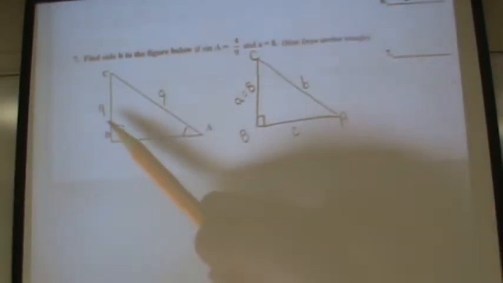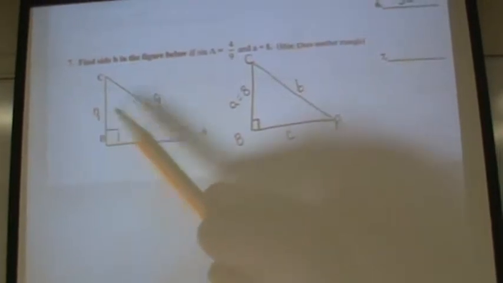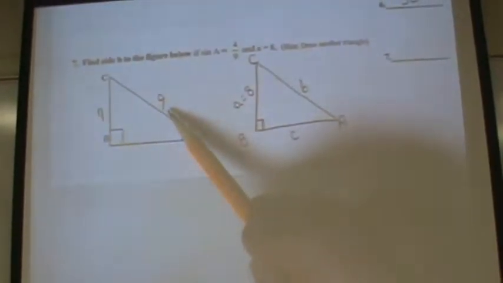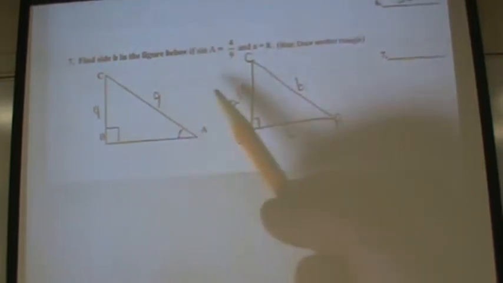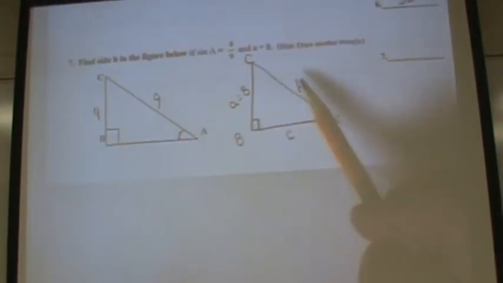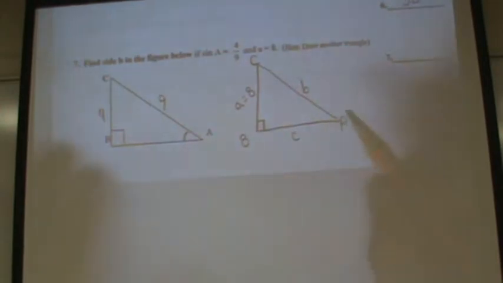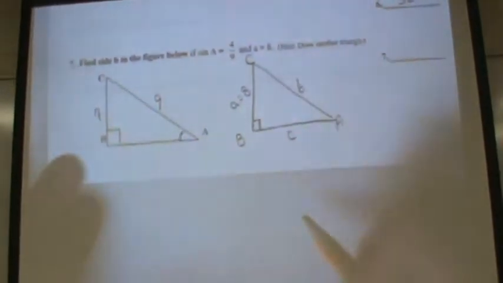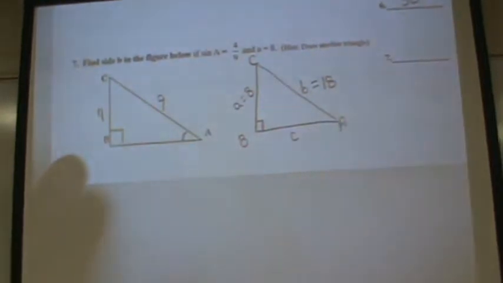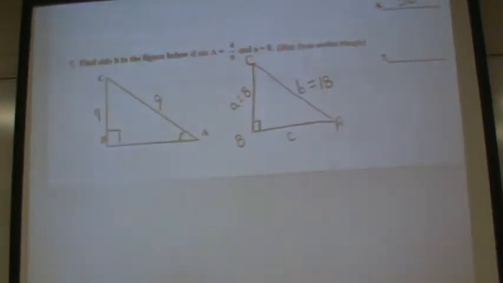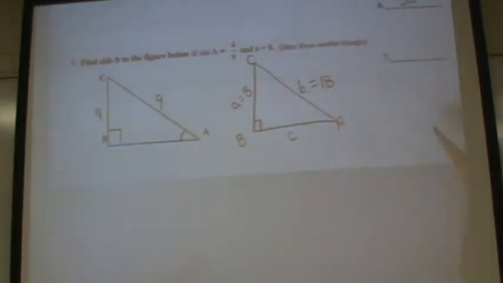So if we look at our previous triangle, our A was 4, and our B was 9. So our A was 4, but now it's 8. So our A has doubled, so our B is also going to double. So our previous B was a 9. If we double it, now it's 18. So side B that we're trying to find equals 18.